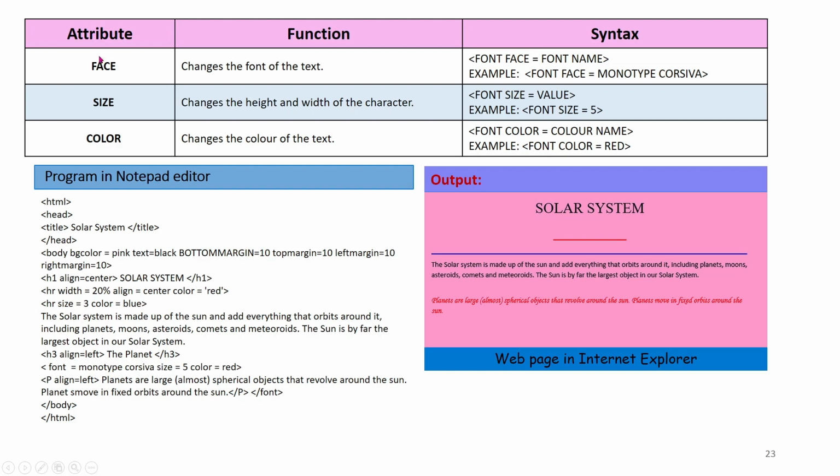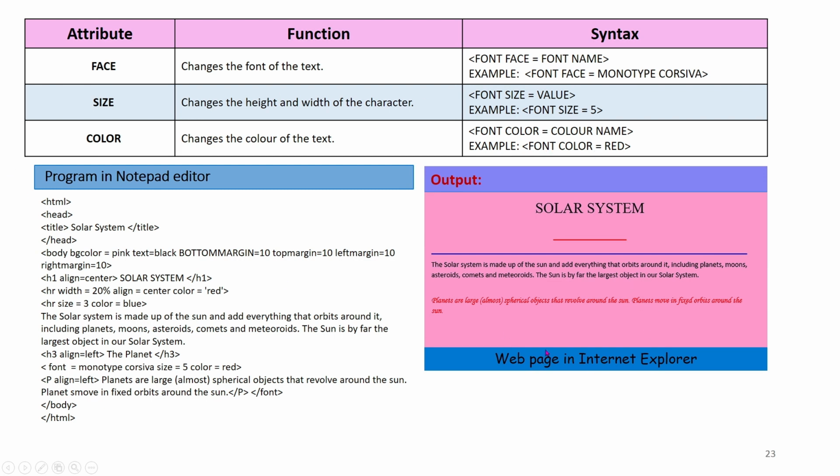With font, we can use these three attributes: face, size, and color. So what are these going to do? They will change the font of the text, the height and width of the characters, that is the size, and the color of the text. The syntax for font face is equal to font name. Example, font face equals Monotype Corsiva. Font size equals a value, which is given in points. Font size equals 5. Then font color equals color name. For example, font color equals red.